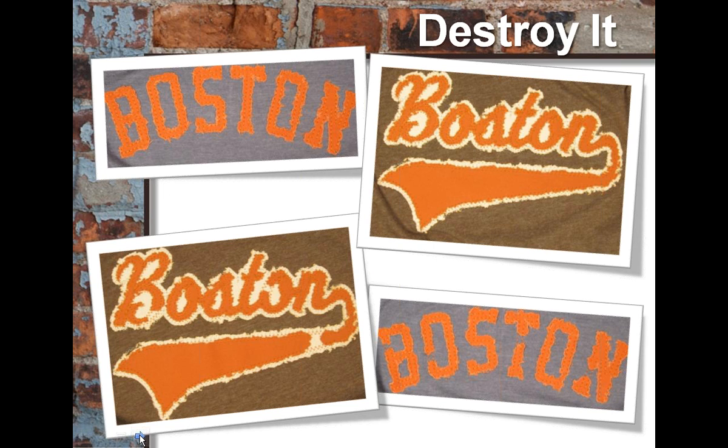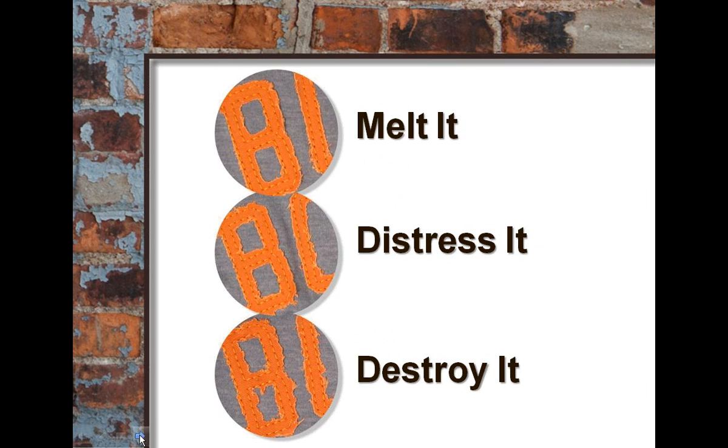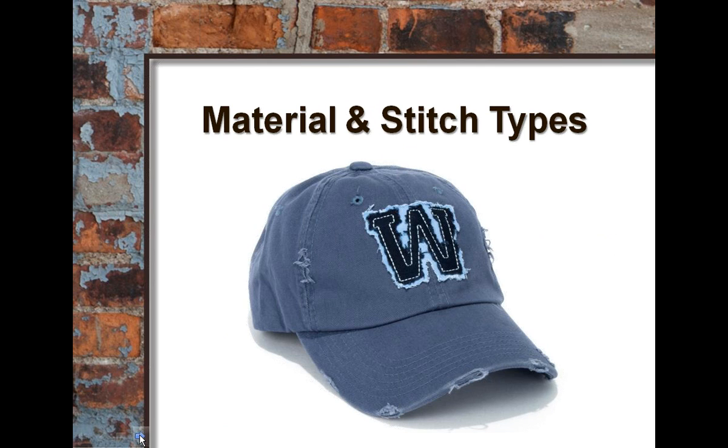And I do have a side-by-side comparison to show you, anywhere from Melt It, Distress It, to Destroy It, how each one is affected a little bit more for that certain type of look that you're trying to achieve with Distressed Applique. So it's really cool because you have a variety of options to target all those different markets out there, which I'm going to give you some ideas about a little bit later. So now we're going to talk about the different types of materials and the stitch types that you can get and why you would want to choose one material versus another.